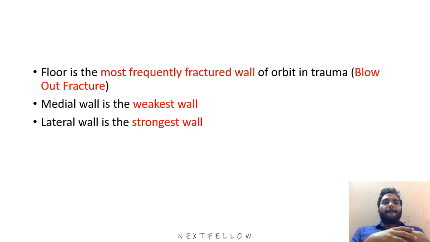So the floor is the most frequently fractured wall of the orbit in trauma. That's why it's called blowout fracture. The medial wall is the weakest wall, the lateral wall is the strongest wall. Though I said the medial wall is the weakest wall, the fracture is more common inferiorly.